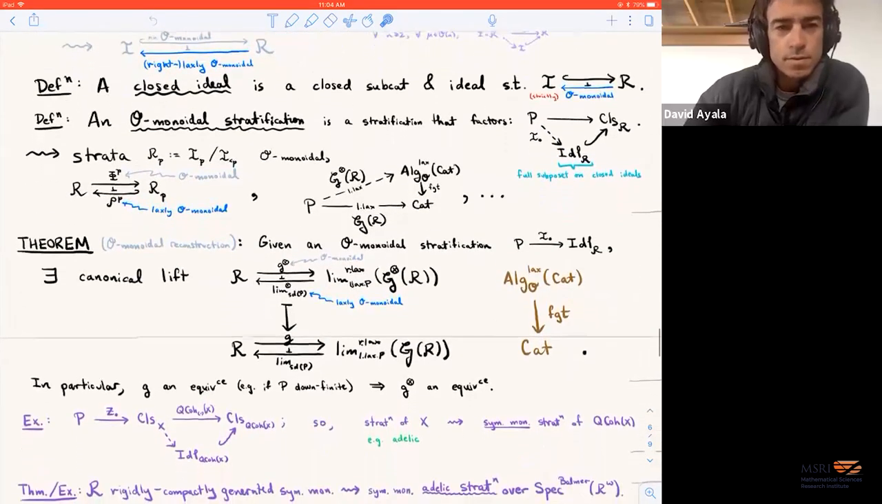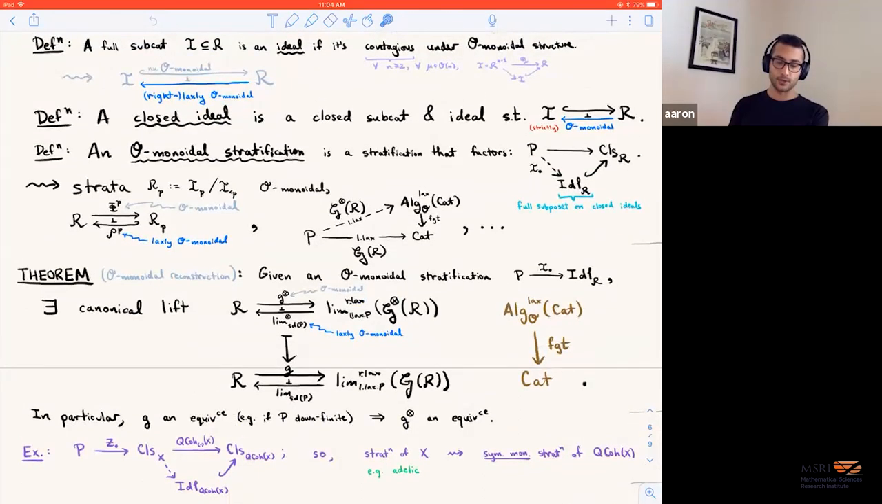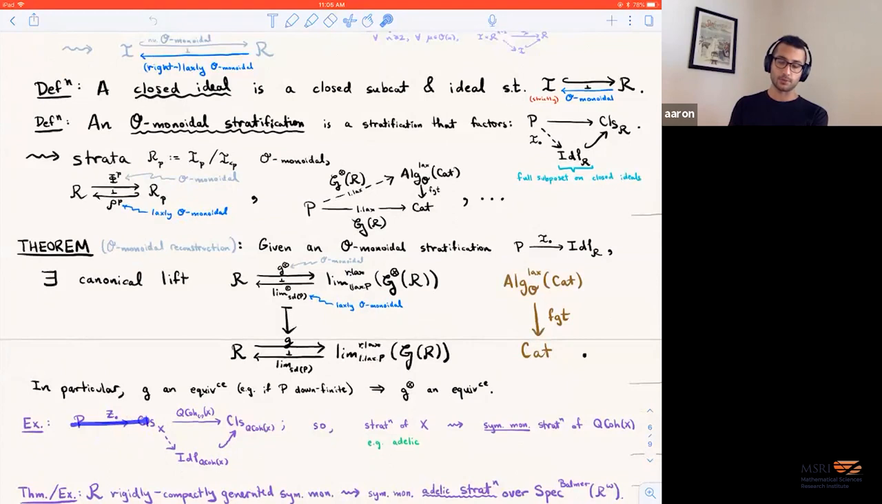Actually, here's an example. One good example from schemes is that closed subsets don't just give closed subcategories, but they give closed ideal subcategories with respect to the symmetric monoidal structure. So I have this factorization. Absolutely any ordinary stratification of the scheme therefore gives a symmetric monoidal stratification of QCO. And if this converges, then that converges, and we get a symmetric monoidal reconstruction theorem. For example, the adelic stratification that I mentioned earlier is actually a symmetric monoidal stratification.